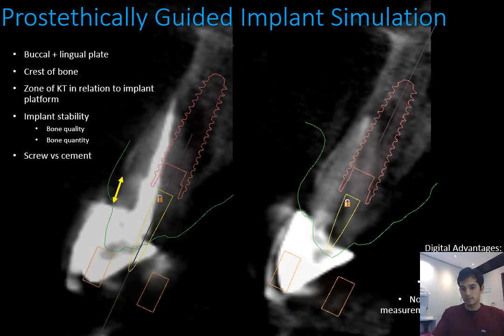And finally, having this soft tissue profile or the wax up or prosthetic outline allows you to make an informed decision whether this case is going to be screwed or cemented, and to know that beforehand going into the case, as opposed to figuring it out at the time of impression taking.